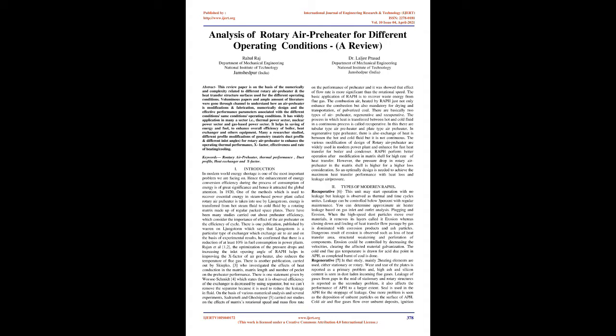In 1920, one of the methods used to recover essential energy in steam-based power plants, called the rotary air preheater, was taken into use by Ljungström. Energy is transferred from the hot fluid to the cold fluid by a rotating matrix made up of regularly packed spaced plates. There have been many studies carried out about preheater efficiency, which consider the importance of the effect of the air preheater on the efficiency of the cycle.